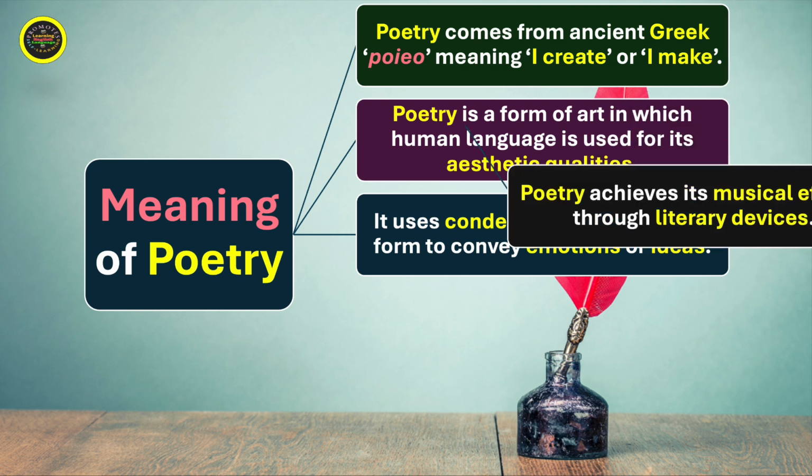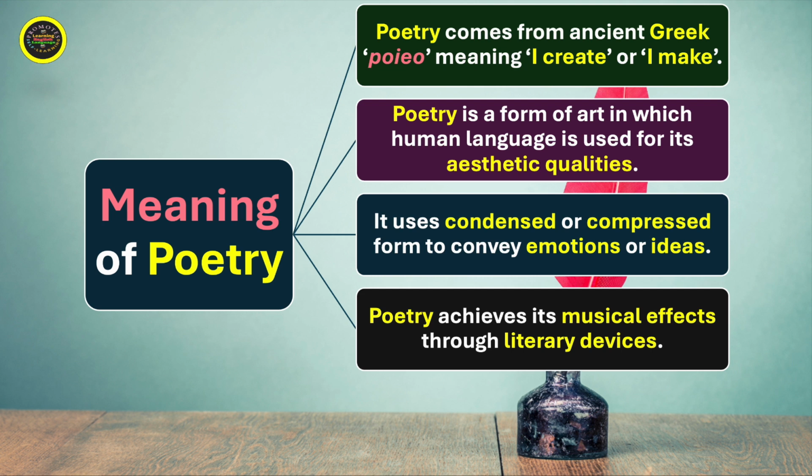We have the next point. Poetry achieves its musical effects through literary devices. And music or musical effect is very important in poetry. This is done through various figures of speech such as simile, metaphor, hyperbole, and so on. Later we can take up that aspect of the discussion separately.